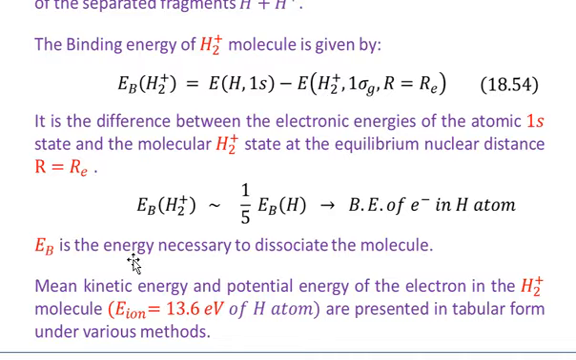E_B is the energy necessary to dissociate the molecule. So you see that if you want to dissociate this molecule, you need to provide this much energy, that is, energy equal to 1/5 the energy required for the ionization of the hydrogen atom. So if you provide this much energy to the singly ionized H2 molecule, then this molecule will be dissociated.